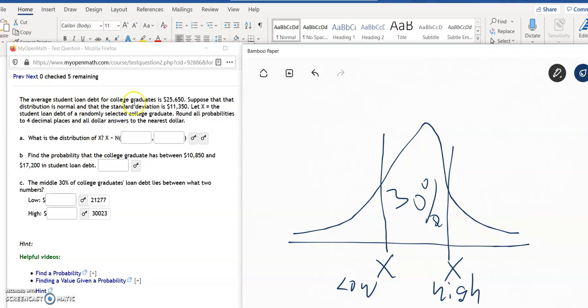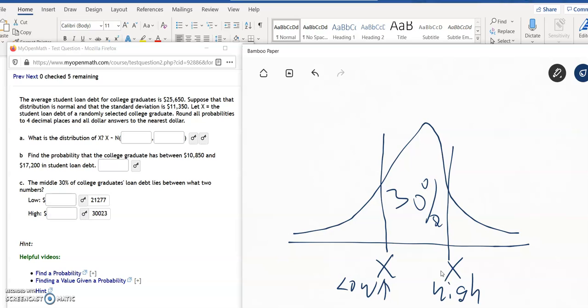The average student loan debt is 25,650, standard deviation of 11,350. So what is the middle 30%? In other words, what two scores constitute the lower end and the higher end of the middle 30%? What are the student loan debts, these X values? Of course, use norm.inv.